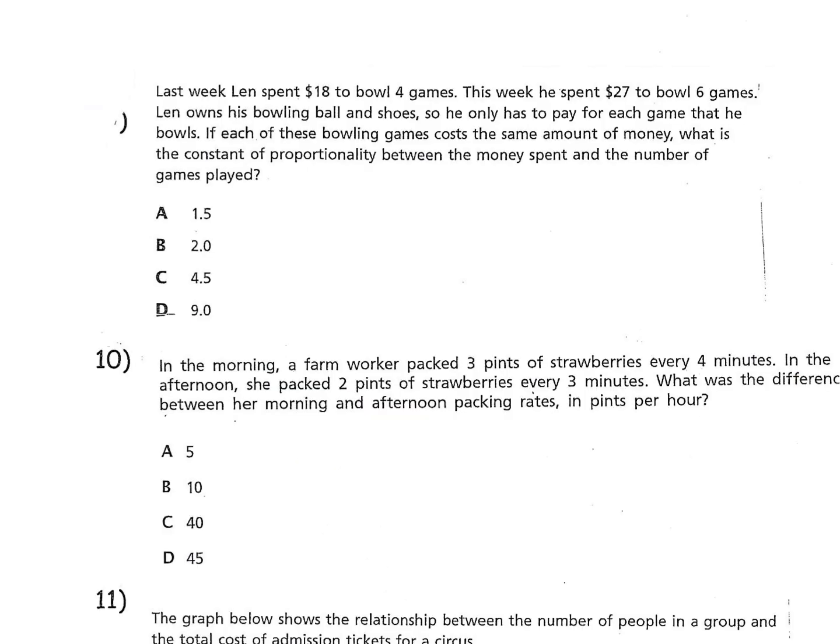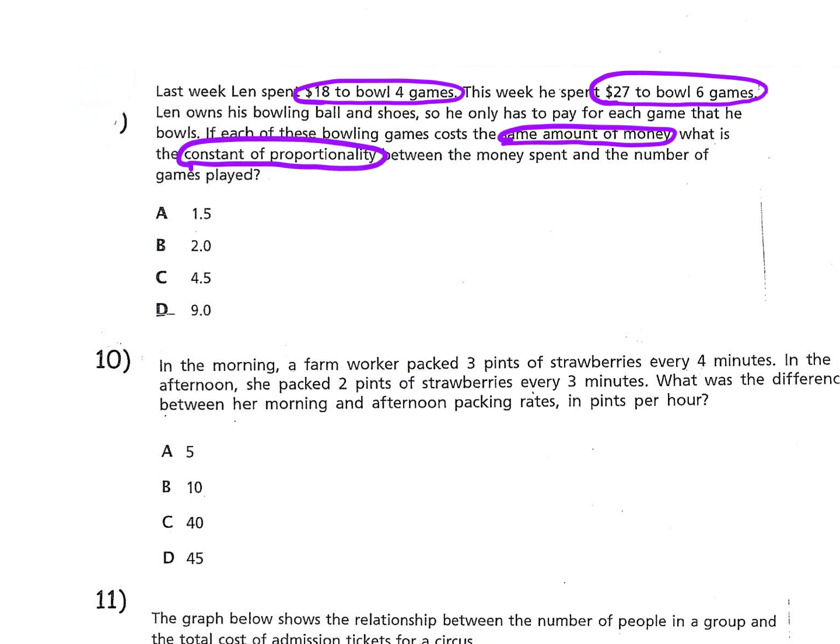Let's take a look at this word problem. Last week, Len spent $18 to bowl 4 games. This week, he spent $27 to bowl 6 games. Len owns his own bowling ball and shoes, so he only has to pay for each game that he bowls. He spends the same amount. What is the constant of proportionality between the money spent and the number of games played?